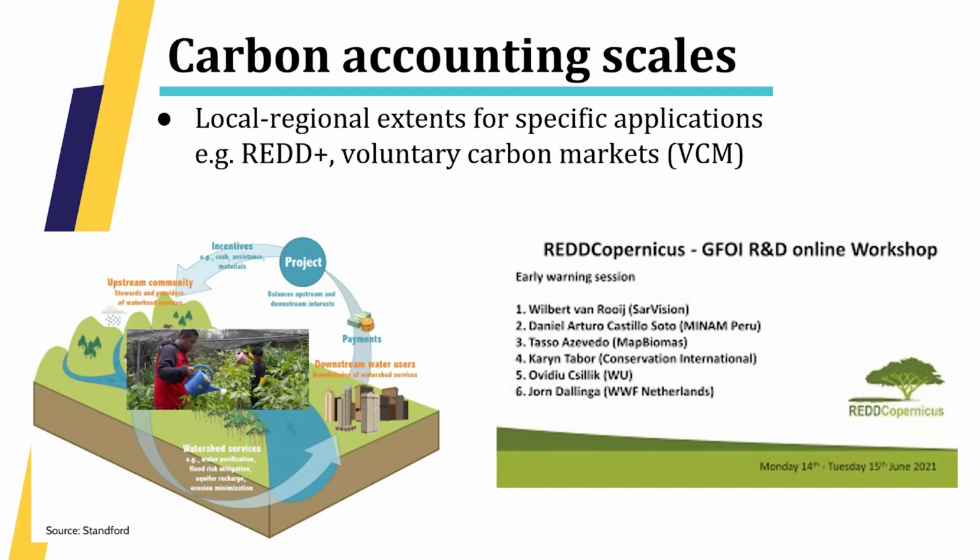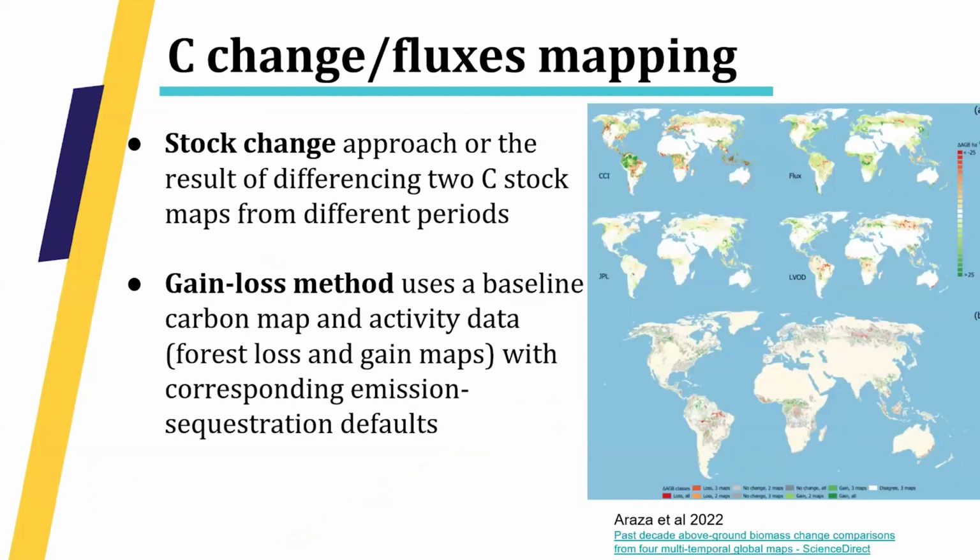To be able to have inputs to the carbon accounting tables in terms of the changes, the fluxes, the emissions, the sequestration, we need to talk about changes and fluxes of carbon. So, carbon change flux mapping. In general, there are two approaches. One is simply to difference two maps from two different periods, and you have a carbon flux map at the end, which is exemplified by the CCI map and also the L-VOD map. You can also use a baseline biomass, like biomass year 2000.